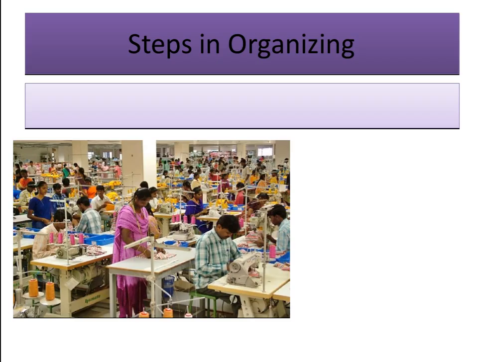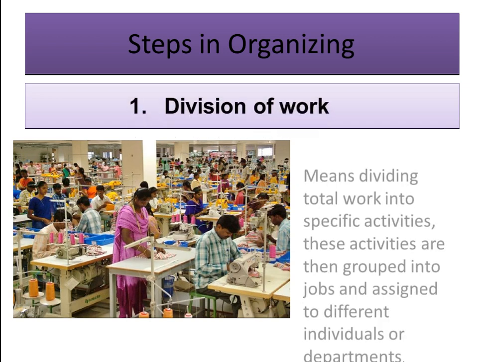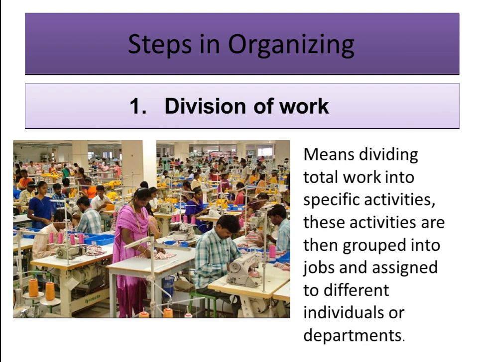So then, what are the steps in organizing process? First one, we have to identify and divide the work among the people. Means dividing total work into the specific activities. These activities are then grouped into the job and assigned to different individuals based on what? Based on their ability and efficiency or departments.